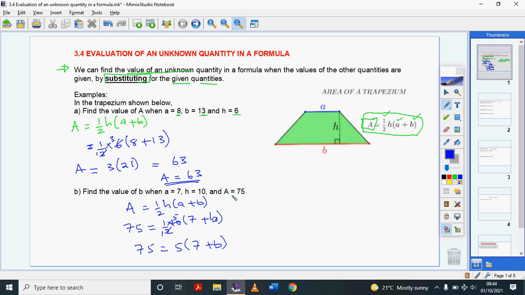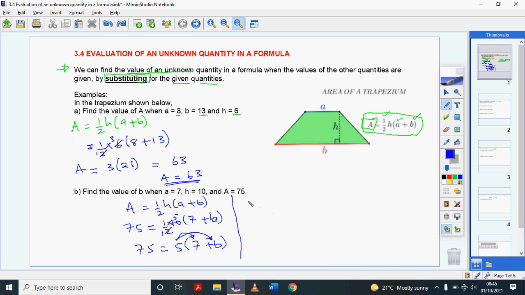So what you're doing here is simply trying to solve for B, and there are so many ways to do this. Some of you will say, I'm going to first distribute the 5. That works. Some of you will say, I will first divide the 5 both sides. That also works. So whichever one you want to do at this stage works. I'm going to do both really quickly.